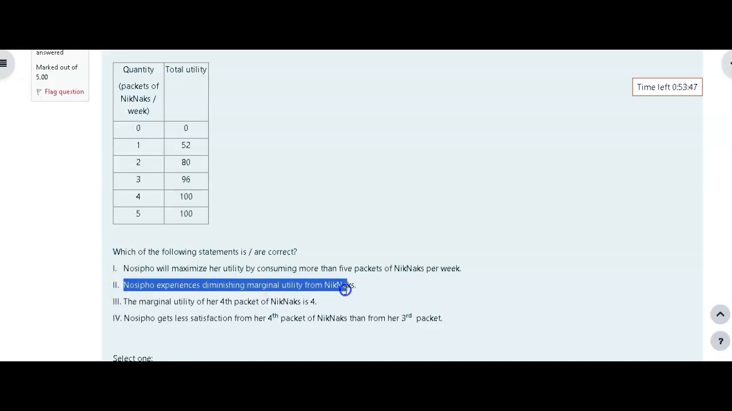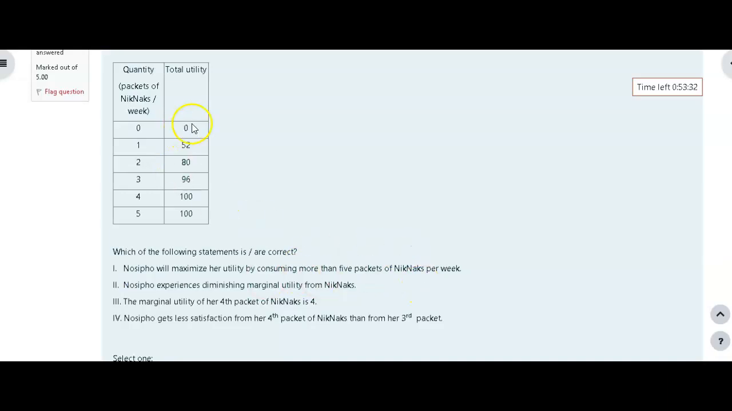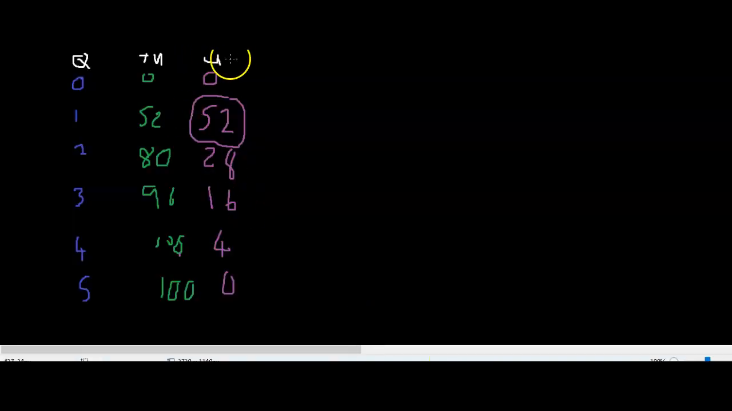Now, SIPO will experience diminishing marginal utility from knickknacks, 100%. Diminishing. First it goes up, 0 to 52, this is the highest, but then it goes down. All this over here means is diminishing marginal utility. So that's correct. He experiences diminishing. The marginal utility of the 4th packet of knickknacks is 4. MU is 4. Now this is TU, so we don't look at that. Yeah, 4th packet, the utility is 4. That's correct.